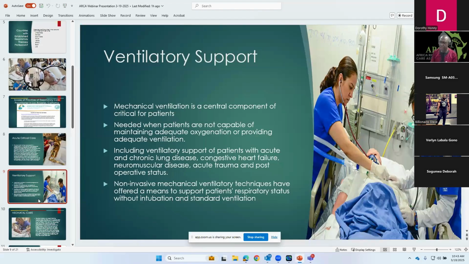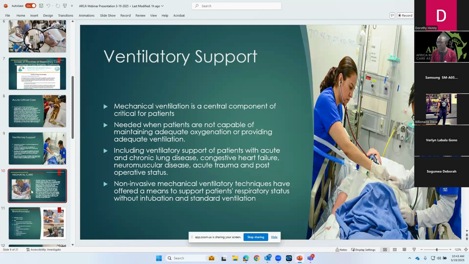Another key area where respiratory therapists work.